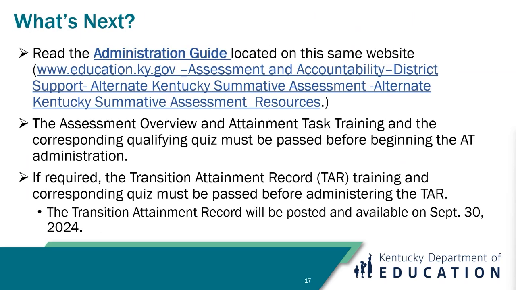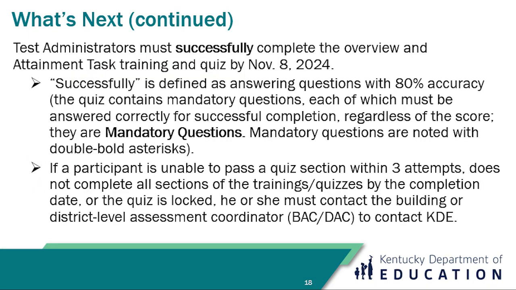So, what happens now? Well, if you haven't already read the administration guide provided along with this training, please do so. If you have students in grades 11, 12, and/or 14 who need to take the TAR, that training will be released on September 30th. Anyone planning to administer the Alternate Kentucky Summative Assessment this fall or in the spring must complete this training along with Part 2, which will follow.